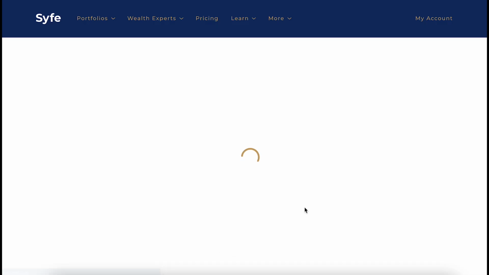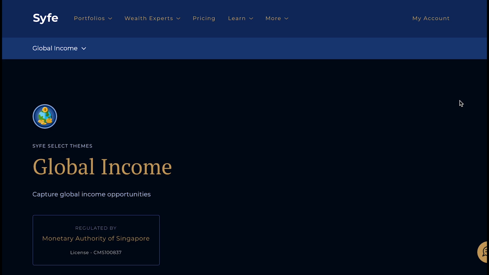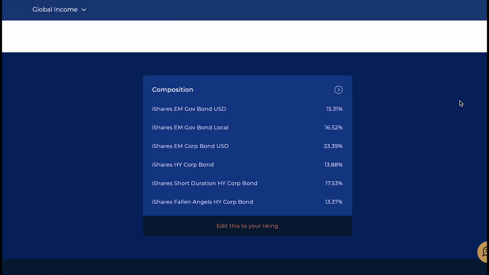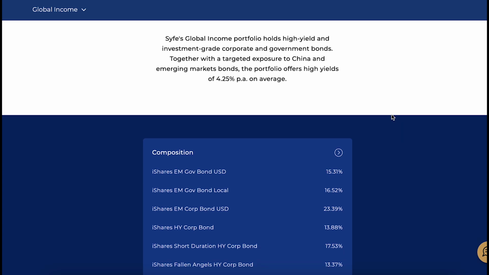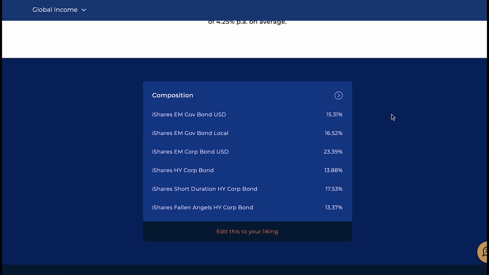Lastly is the global income. Global income sounds more like a fixed income strategy, like bond funds. I guess it's really a bond fund. They provide high yield investment grade corporate and government bonds together with exposure to China and emerging markets, so they can yield an average of 4.25%. Wow, that's so much higher than the average bond yield of 1 to 2%. But of course it comes with greater risk because it's emerging markets.